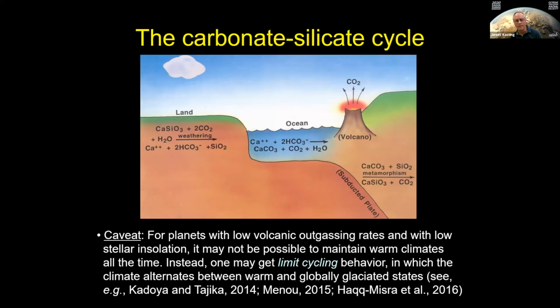There are caveats to this, one of them being that if you have a planet with a low volcanic outgassing rate or low stellar insolation, you may not get a steady state solution. You can get limit cycling behavior where the climate oscillates back and forth between global glaciation and warm states on different time scales. This has been shown, so parts of what I'm going to call the habitable zone may be less habitable than other parts, depending on planet size and distance from the star.